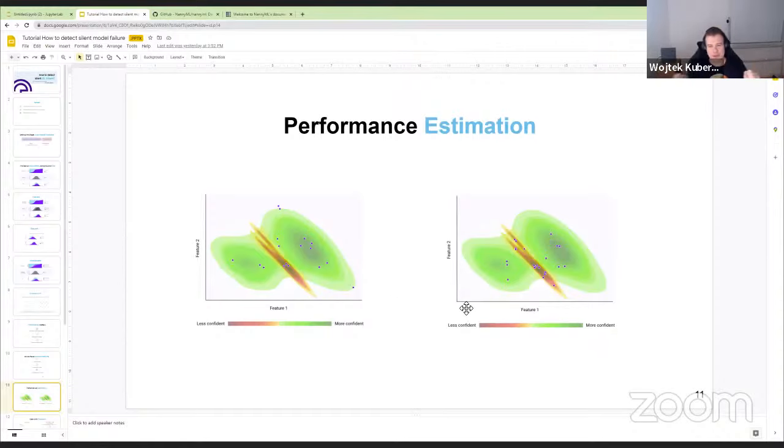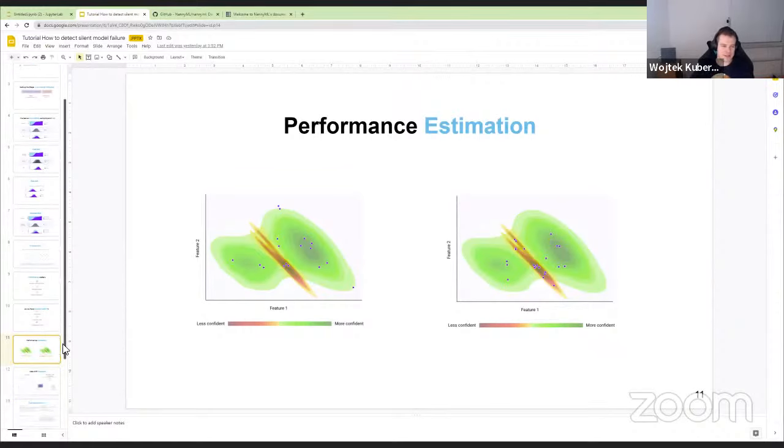So we know how this algorithm works, and in the tutorial part of the presentation, we're going to actually implement it with the help of NannyML on an example data set. So we'll see how this actually looks in practice.